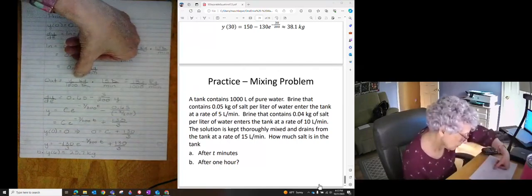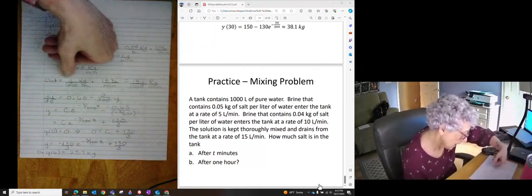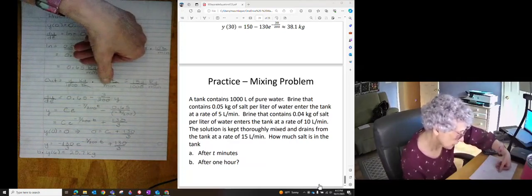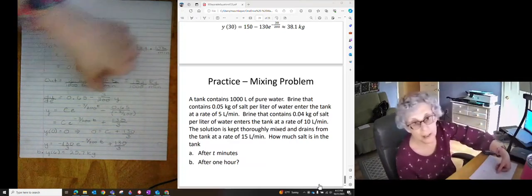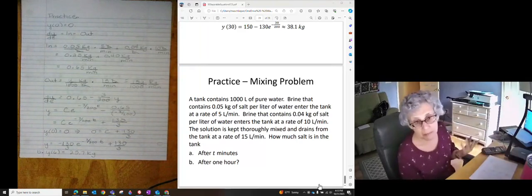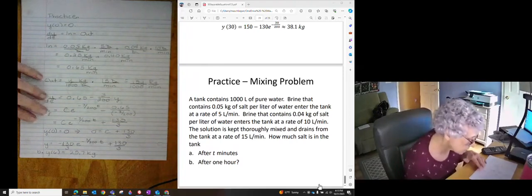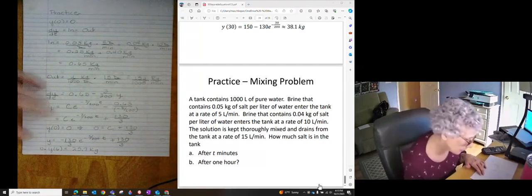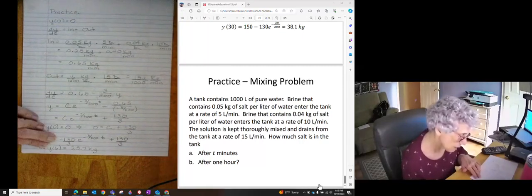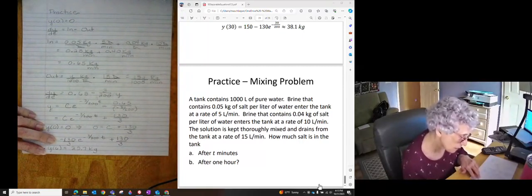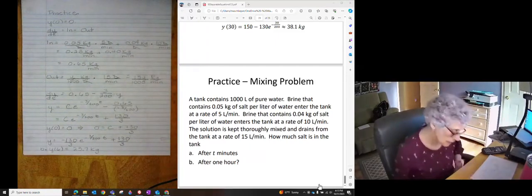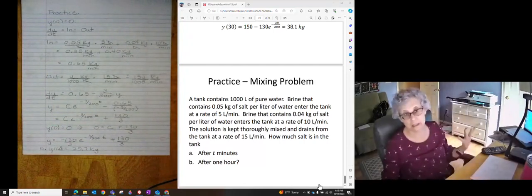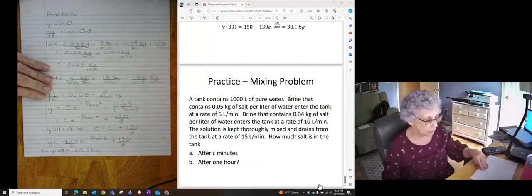So now we have our in rate, and our out rate was y over 1,000 with 15 liters per minute. So I wrote that as a fraction because I like fractions, and then I left things as fractions. If you wrote them as decimals, that's okay. And then I found that my leading coefficient, my C, had to be negative 130 over 3, and I didn't plug 6 in, I plugged 60 in for 60 minutes to find out the amount after 1 hour.